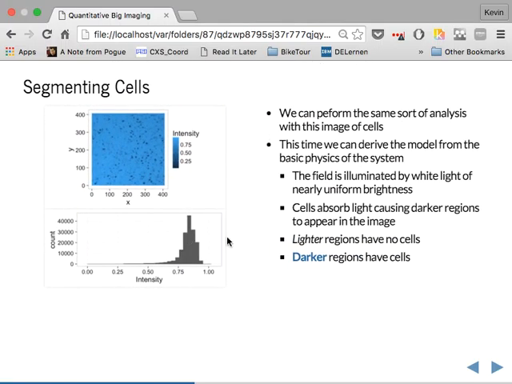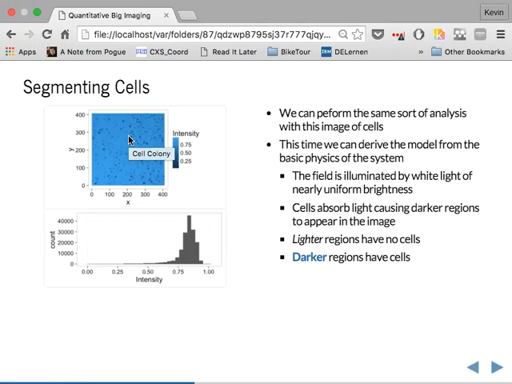So now with something like cells, we could perform the same sort of analysis with an image of cells. And so we have this image here where there's some cells and some dust in the background. And we can show it there, and then we can show an intensity graph here. The idea is that the field is illuminated by white light of nearly uniform brightness, so we don't really have any problem with the beam profile. There doesn't appear to be a gradient or anything in the image.